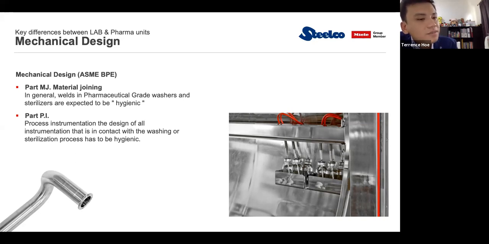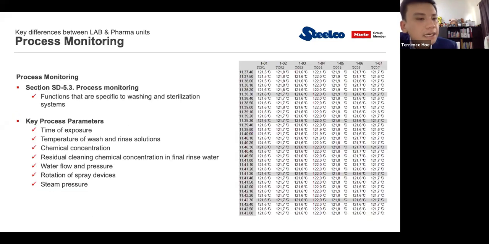The process instrumentation, the design of all instrumentation that is in contact with the washing or sterilizing process, has to be hygienic. So this is an example of the piping at the bottom left corner, piping that is welded in a hygienic way. You can see it's seamless, without any joint that can possibly catch the dirt or bacteria inside. This is an example inside a terminal sterilizer, where the probe is put inside the sample. And the next one is the process monitoring.